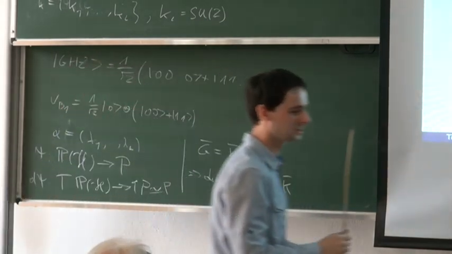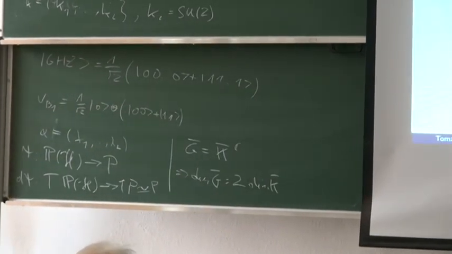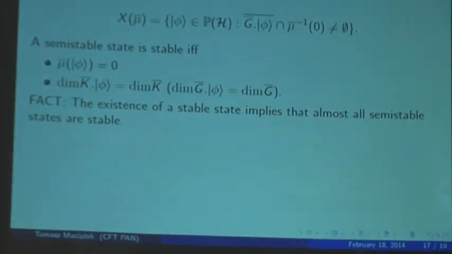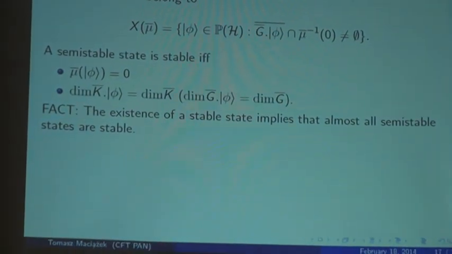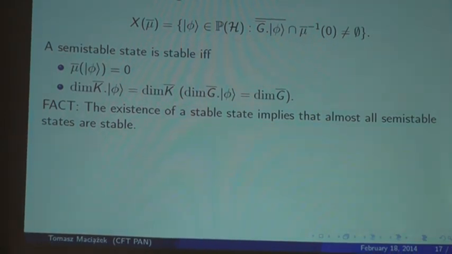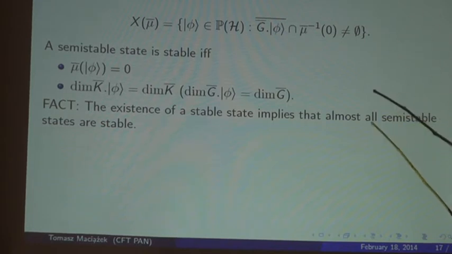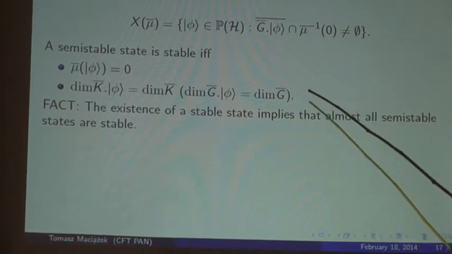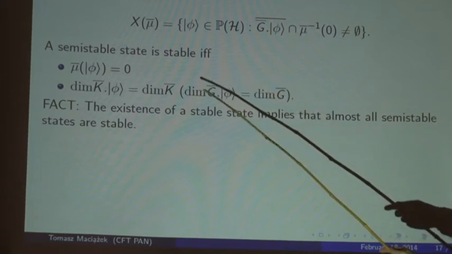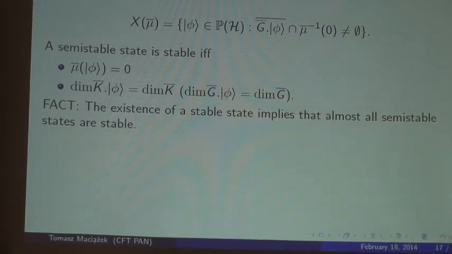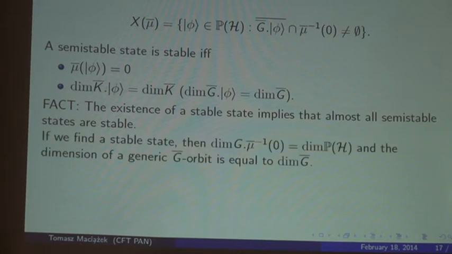Because by dimension we mean a ring dimension, this is why this equality is true. Okay, so we have an interesting fact: if we find one stable state, then it implies that almost all semi-stable states are stable. So if you find one stable state, that means that almost all states have this property, which is very important for us.